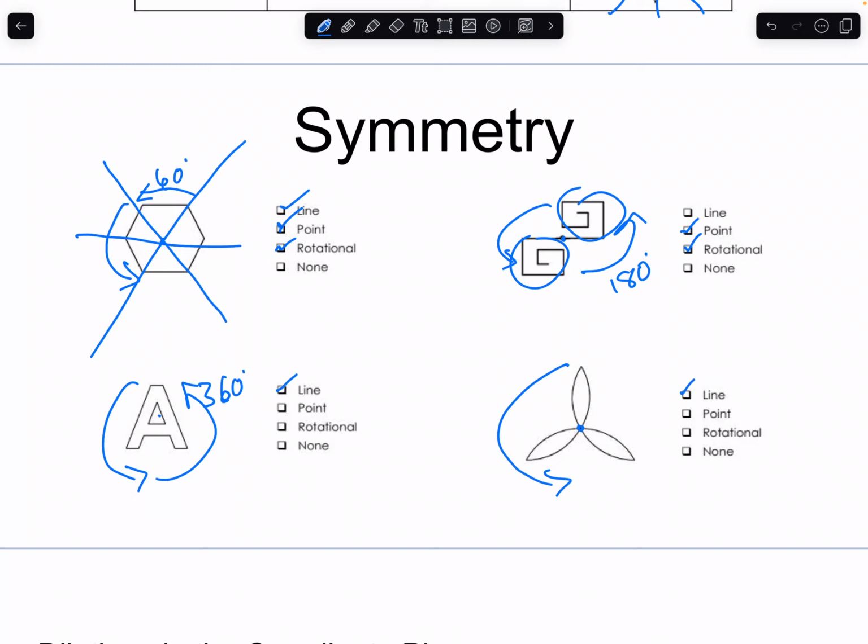Well, if I rotate this image 120 degrees, this piece will get repeated down here. And if I rotate that 120 degrees, this image will get rotated over here. So yeah, every 120 degrees, this has a rotational symmetry.